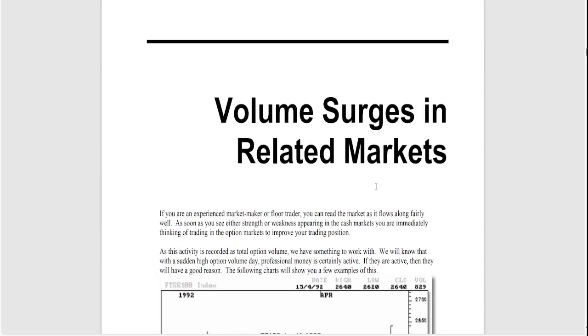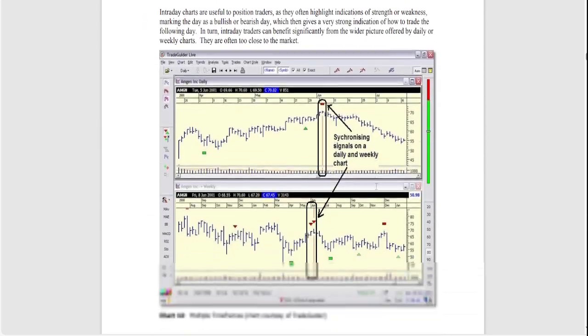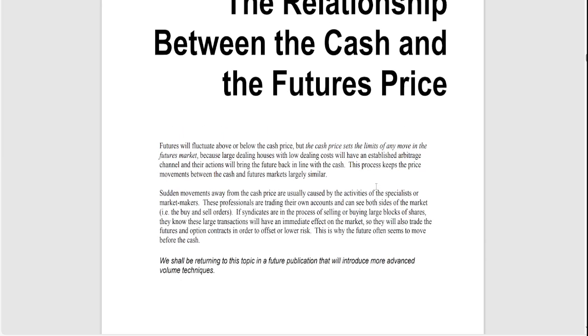Volume surges in different markets, you just need to read that. Using different time frames, read that. Relationship between cash and future price. Future price is very important. If you're trading on gold, you have to keep an eye on the future market volume as well. So you have an understanding there, and you can apply that on the cash market as well, spot market as well.